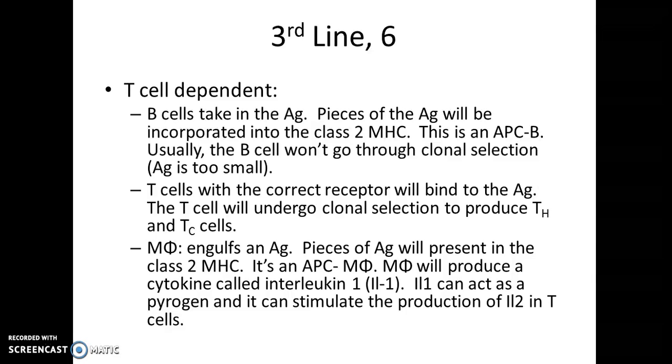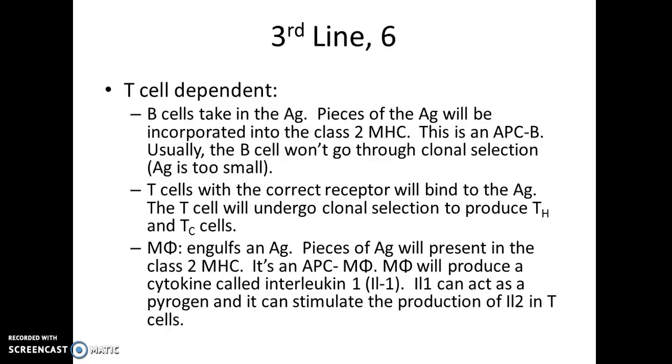T cells with the correct receptor will bind to the antigen, right? The T cells will undergo clonal selection and they will produce two effector cells, T helper cells and cytotoxic T cells, TH and TC cells. Now we're going to focus on the TH cells only for now. We'll get into the TC cells in a moment.